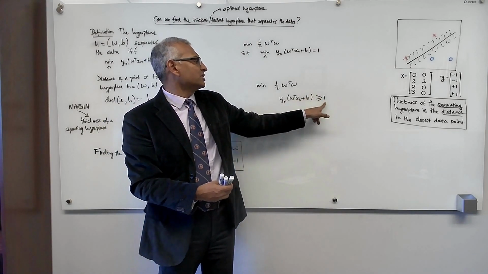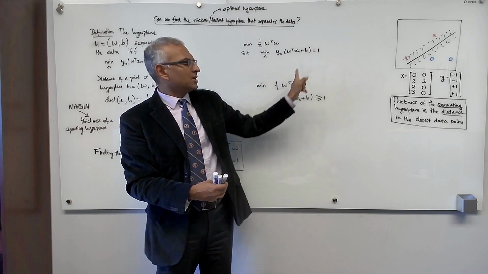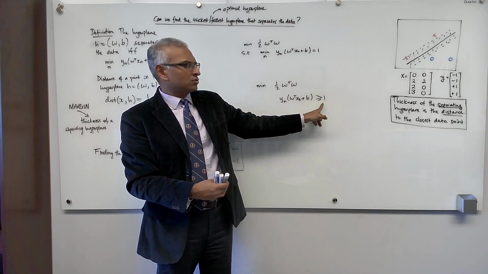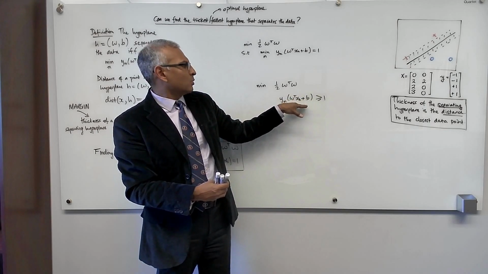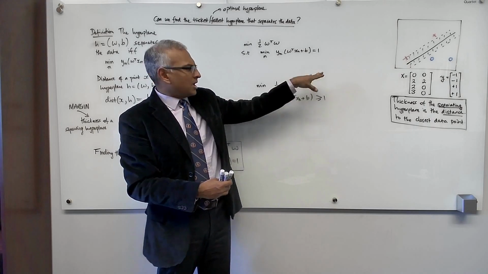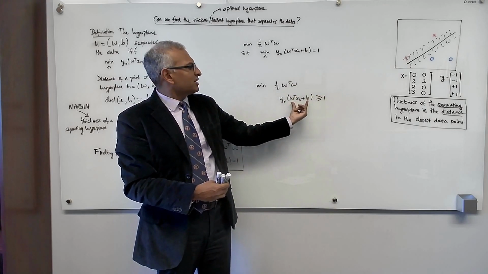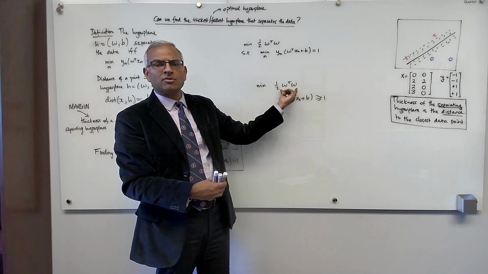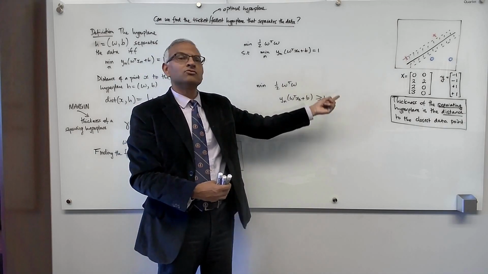So there's no value that's equal to 1, making the minimum equal to 1. If there's no value that's equal to 1, they're all greater than 1. It means that I can shrink W and B and lower the values a little bit. If I can shrink W and B, I've lowered the norm of the weights. So then I'm not at an optimal for this problem.